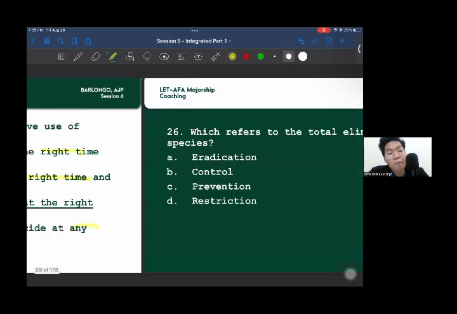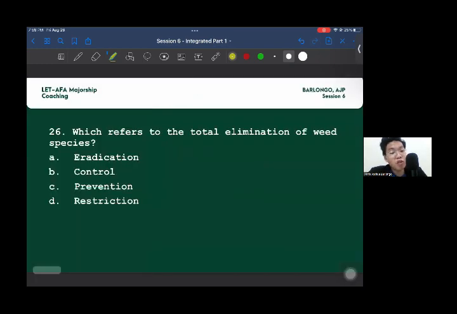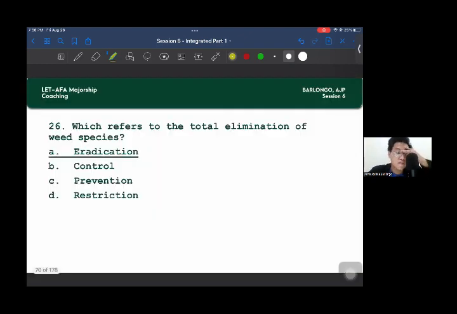Okay, next. Number 26, which refers to the total elimination of weed species. So A, eradication, B, control, C, prevention, or letter D, restriction. Again, the keyword is total elimination. So when we are pertaining to total elimination, we are eradicating. So the answer is letter A.